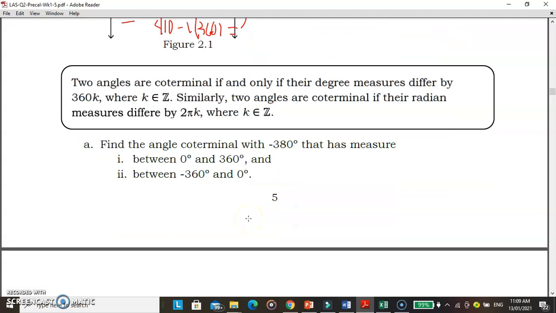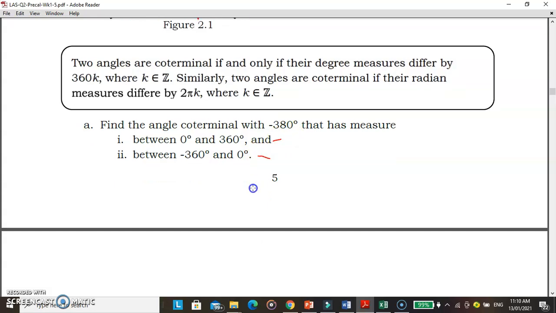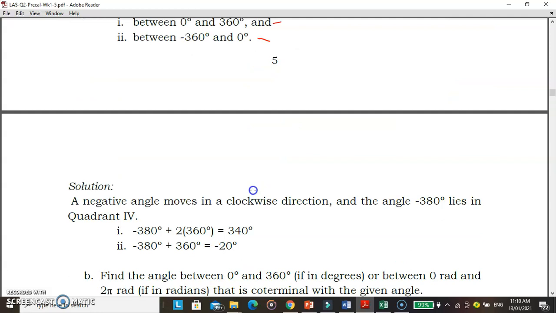Find the angle coterminal with negative 380 degrees that has a measure between 0 degrees and 360 degrees, and between negative 360 degrees and 0 degrees. So from this description pa lang, makabalo na ta nga kaning number letter I, gipangita niya ang iyahang positive nga coterminal angle, while kaning isa, gipangita nato ang iyahang negative nga coterminal angle. Okay, so this is now the solution.